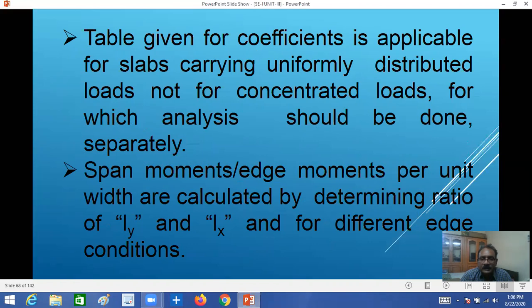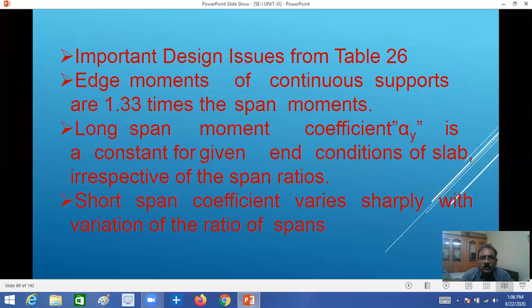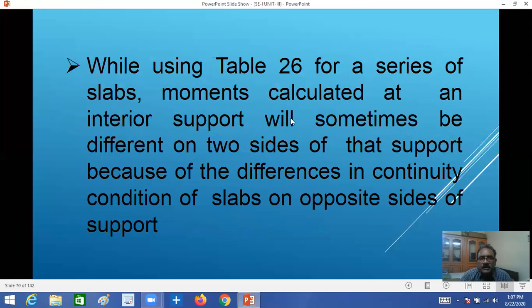Span moments, that is, moments per unit width, are calculated by determining the ratio Ly by Lx for the different edge conditions. So these are important design issues from Table 26. Edge moments at continuous supports are 1.33 times the span moments. The longer span moment coefficient alpha y is a constant for a given edge condition of the slab irrespective of the span ratio. Short span coefficients vary slightly with variation of the span ratio. These are very important design issues.